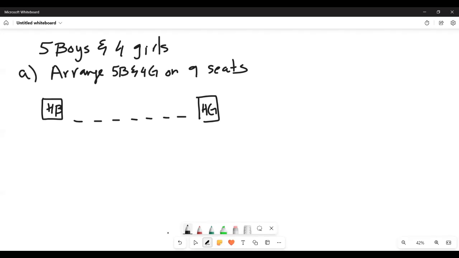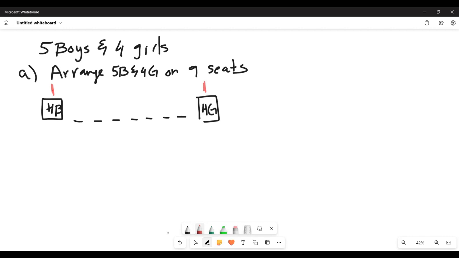So the 7 people in between can be arranged in 7 factorial ways, since out of 9 seats, 2 are taken and 7 people remain. It's going to be 7 factorial this time. The first seat can only be taken by the head boy, so there is one arrangement. No other person can come and sit there. The last seat is fixed for the head girl, so there is only one arrangement there too.